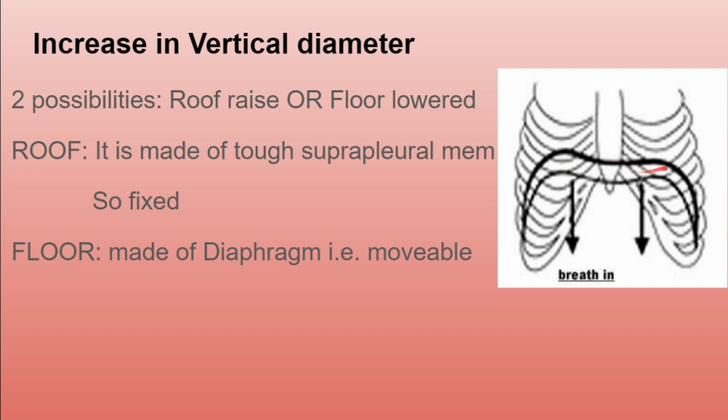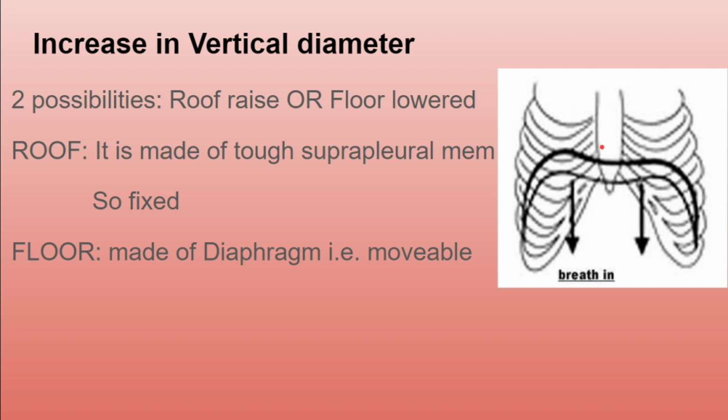In the floor we have the diaphragm, which is easily movable, and so it will contract. The diaphragm will contract and the central tendon of the diaphragm will descend down, and both the domes of the diaphragm will get flattened, and this will cause increase in the vertical diameter of the thoracic cavity.